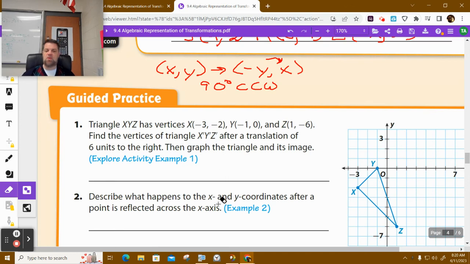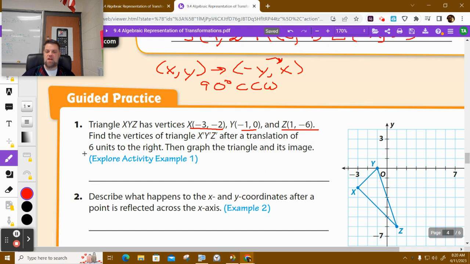Okay, so for problem number 1 in the guided practice, we have triangle XYZ, and then it lists the vertices here, right? These are the vertices. And then we are asked to find the vertices of the triangle X prime, Y prime, Z prime after the translation 6 units to the right. Oh, that's pretty easy. So what we're going to do, 6 units to the right is going to be whatever the X value is plus 6, and then the Y value stays the same. That's all we do. So X prime then would be, what's 6 plus negative 3?